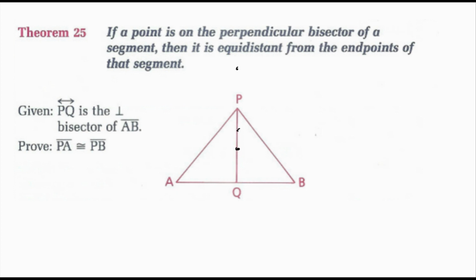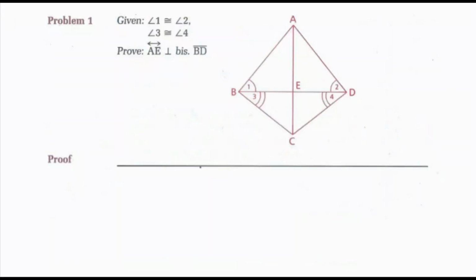As long as it is completely vertical, so still perpendicular to that segment, it will still be equidistant from points A and points B. Now looking at our sample problems, I have the following givens, and I want to prove that line AE is the perpendicular bisector of line segment BD. In order to prove that, I need to show that points A and C are equidistant from the endpoints B and D.